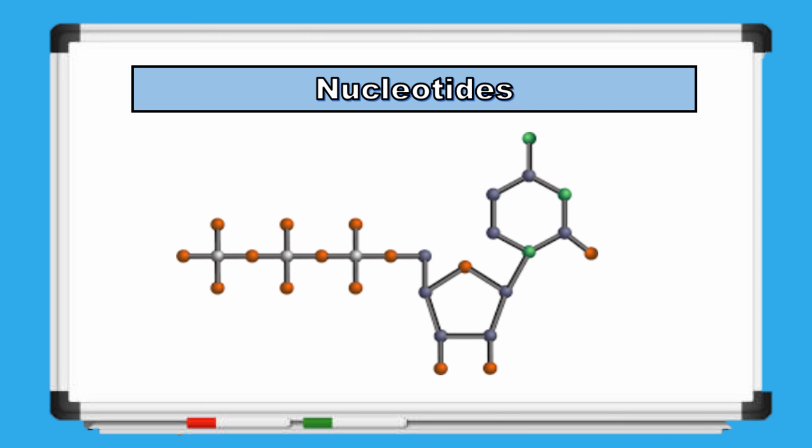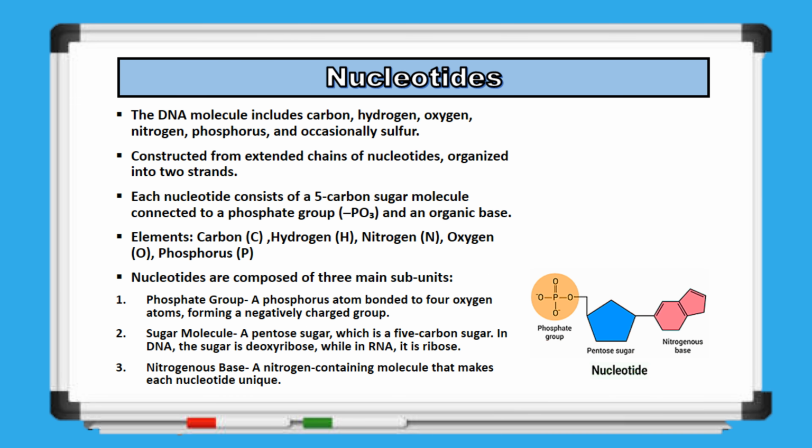life. The DNA molecule itself is made up of several key elements like carbon, hydrogen, oxygen, nitrogen, phosphorus, and sometimes even sulfur. These elements come together in a very specific way to form long, twisted chains we know as the double helix. DNA and RNA are built from long chains of nucleotides, and these chains are arranged into two strands in the case of DNA. So, what exactly is a nucleotide?